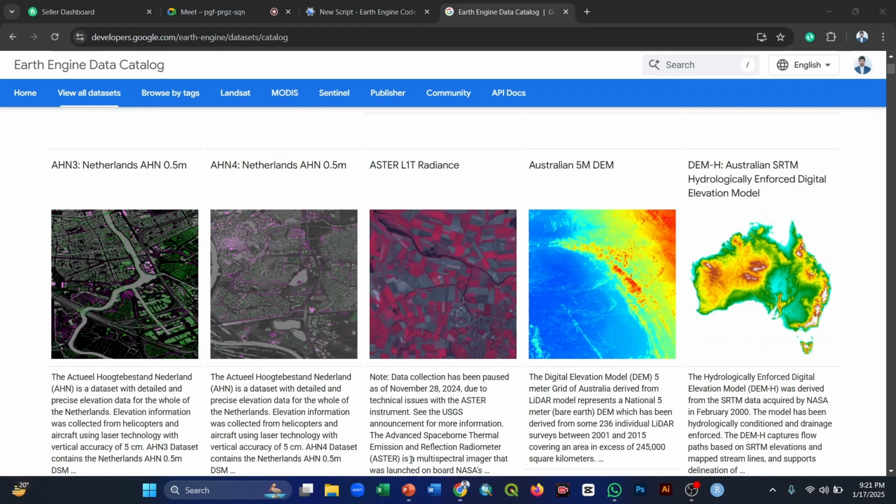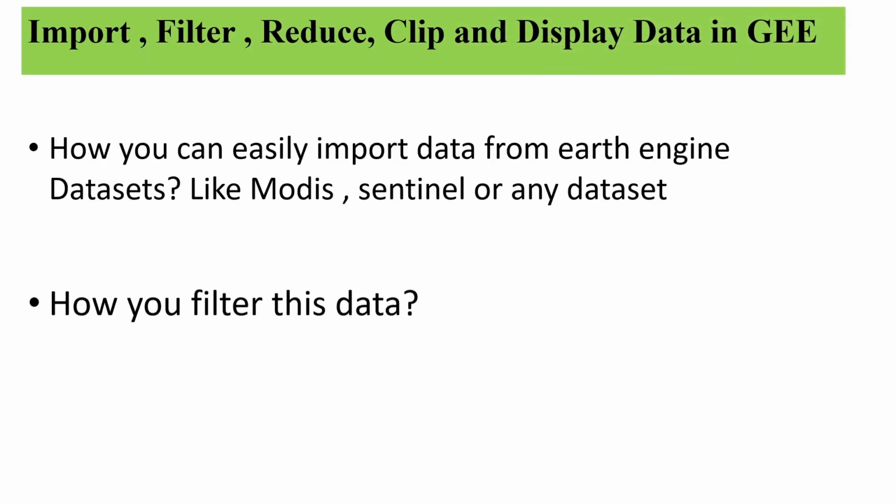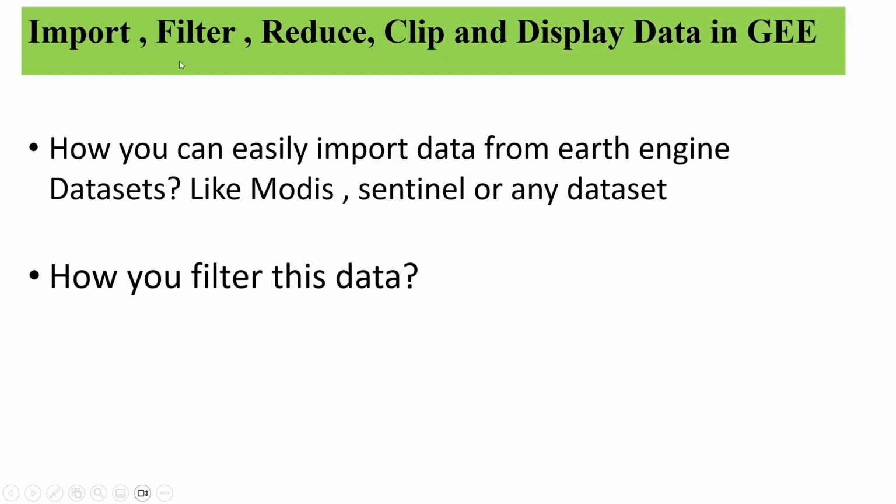Then we learn specifically how you can easily import any satellite dataset into your code editor. We already briefly learned this in our first session. So how you can easily import, filter, reduce, clip, and display this satellite data in the Google Earth Engine code editor. Suppose how you can easily import this data from the Earth Engine public data catalog to the code editor, like any satellite dataset, Sentinel, MODIS, Landsat, or any other.